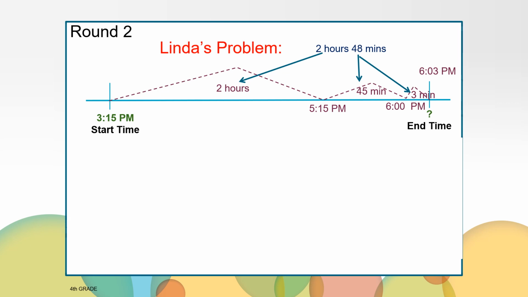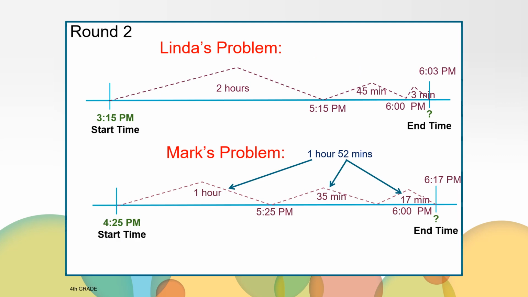She knew she still had 48 minutes left of swim practice. She divided that 48 minutes into 45 minutes to get to 6 p.m. and knew she still had 3 more minutes to add. Swim practice ends at 6:03 p.m.